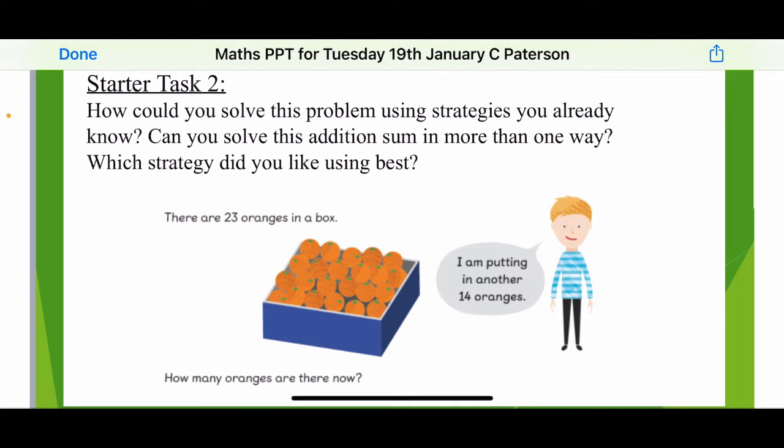You might want to use your number bonds to help you. You might want to draw out some tens and ones to help you. You could use the split strategy you've been working on as well. It's up to you which strategy you would like to use. Can you tell someone at home which strategy you like using best and why you like using this? Remember, you can pause the video if you need to take a little bit more time to complete the answers.